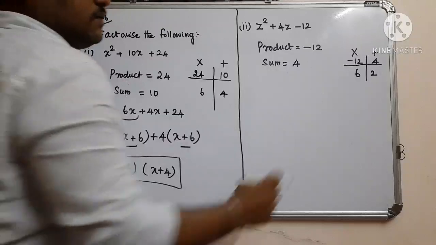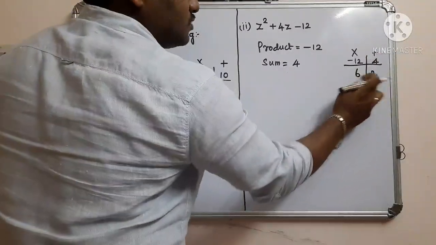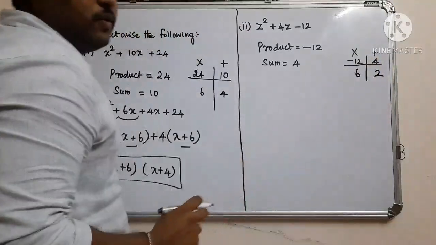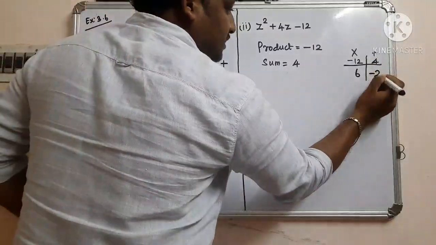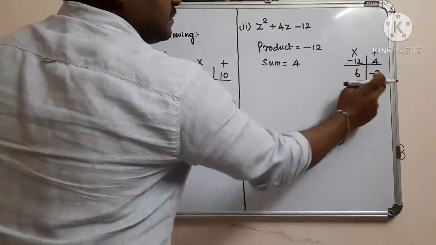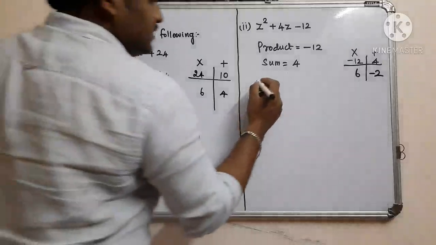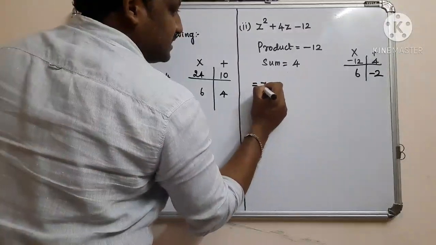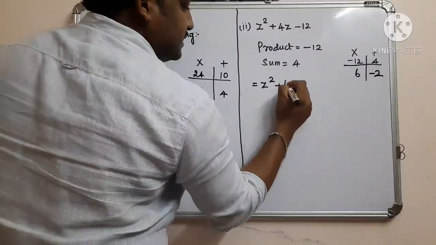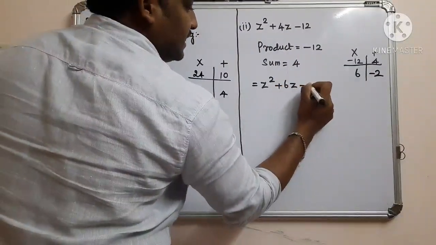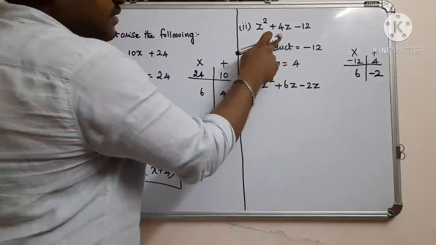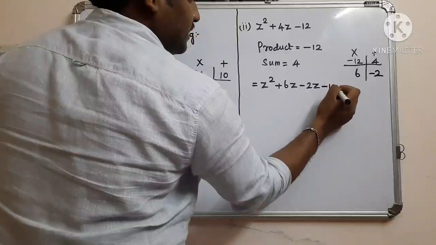The product is negative, and if we add these two values, we have to get the value plus 4. So the smaller number must be negative. So 6 into minus 2 is minus 12, and 6 minus 2 is plus 4. So we can write z square plus 4z as z square plus 6z minus 2z, since 6z minus 2z is equal to 4z, minus 12 at last.